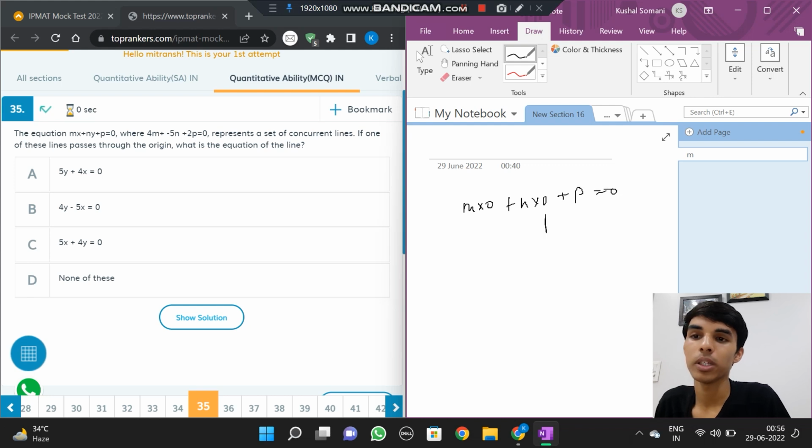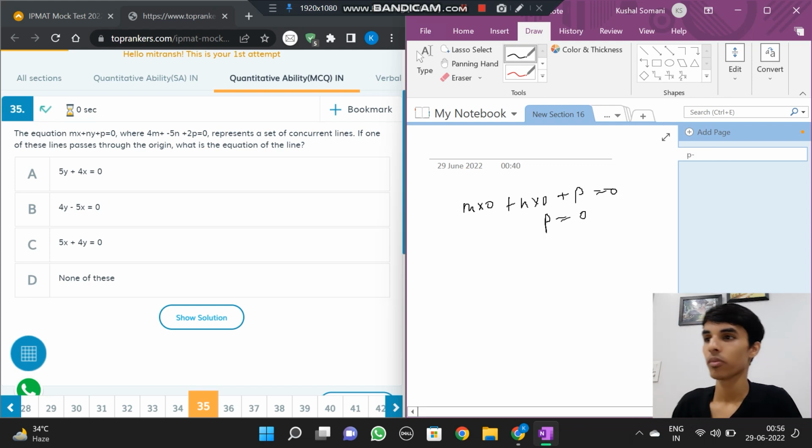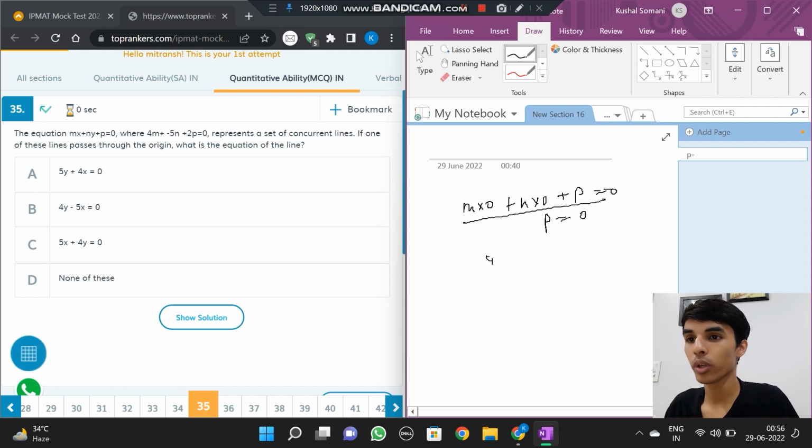This provides us p is equal to 0. Now, this is because one of the lines of this equation passes through the origin. Now if p is equal to 0, we get 4m minus 5n is equal to 0, because 2p is 0, and m will be equal to 5n by 4.